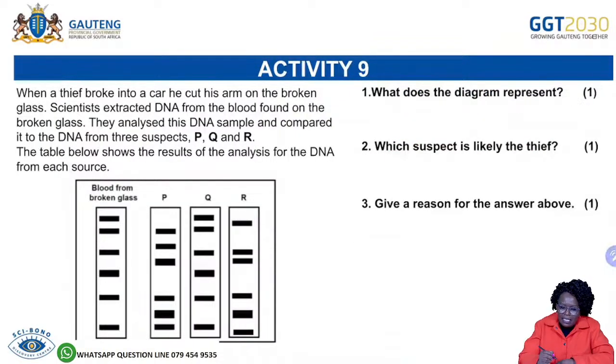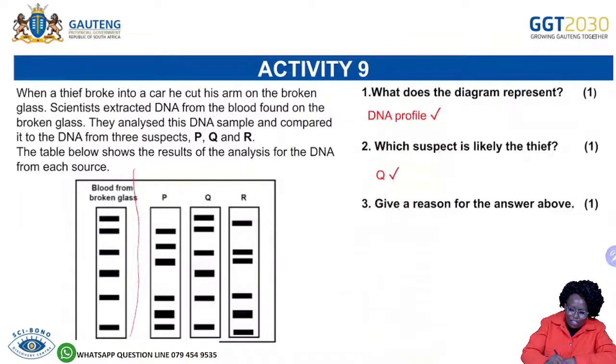This activity is about paternity. So when we do paternity testing, we've got a thief here. I am not going to read for you, but I'll give you a background. A thief had a broken glass, and what happens? There are 3 suspects. For you, what does the diagram represent? It represents a DNA profile, but not DNA profiling. Which suspect is likely to be the thief? Definitely the thief is Q, and give a reason for your answer.